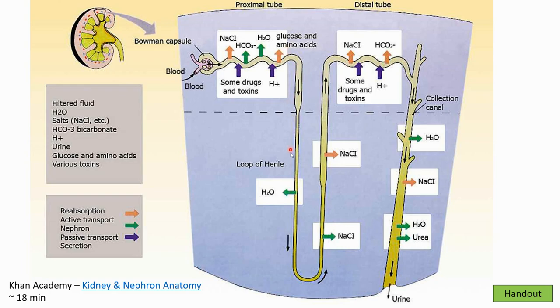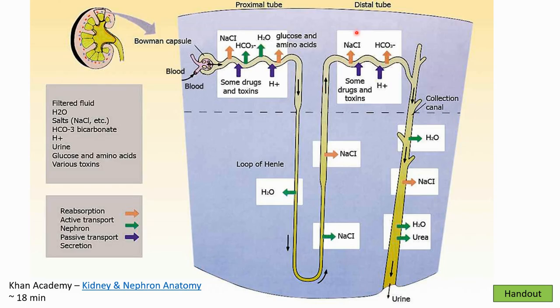Now, from there, you're going to go down the descending limb of the loop of Henle. Take a look at what is being reabsorbed at the descending limb. Water. I need you to understand that. Water is what's leaving the descending limb, and then look at what's leaving the ascending limb. Salt, sodium chloride, okay? So again, I'm not going to ask you processes on how it's moving. I just need you to understand what's moving. So descending limb, water is going to leave the nephron and enter into the blood, and then sodium chloride is going to leave the nephron and enter into the blood on the ascending limb.